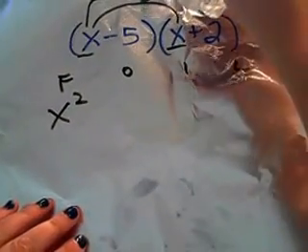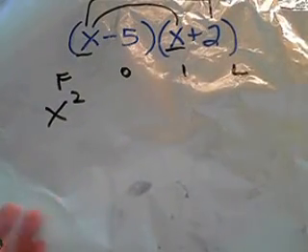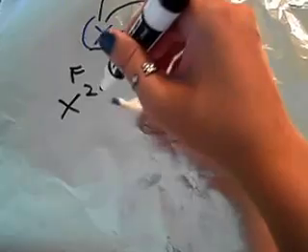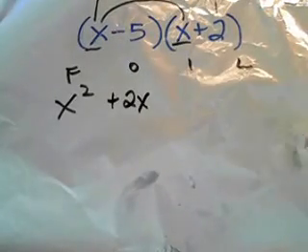Then O, for outside or outer, I want the outermost terms. Well, if I have 4 to choose from, notice how this very first one and this very last one are on the outside of the problem. They're on the edge, the front and the back of it. So the 2 outer terms are x and 2. Well, what's x times 2? 2x.